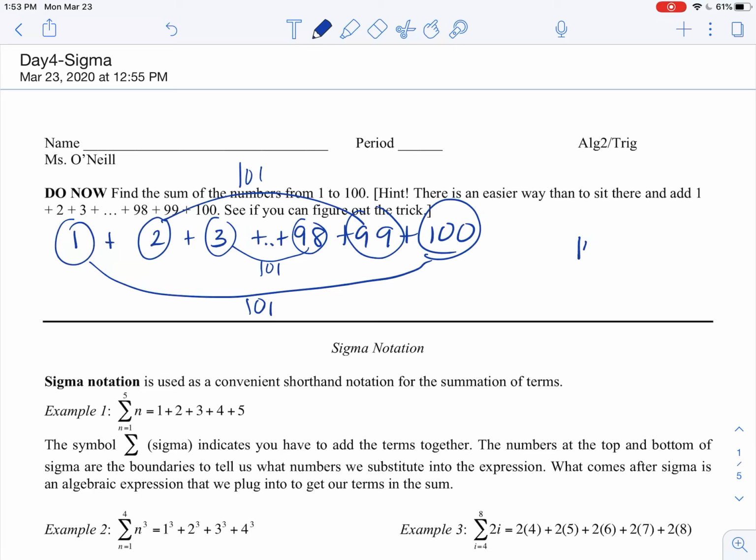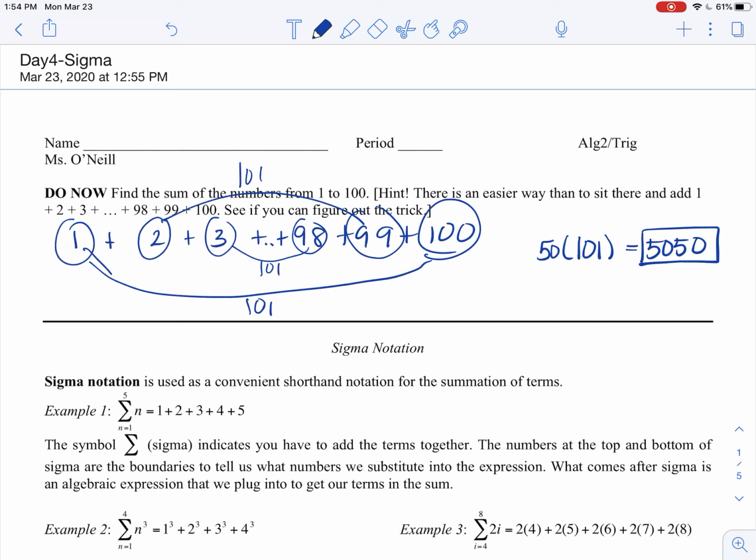So how do we use that to figure out the sum of all these numbers? Well, obviously you can see that we're doing 101 over and over again. How many times are we doing it? Since we're pairing numbers together and there were 100 numbers to begin with, there are 50 pairs of numbers. Therefore, 50 times 101, which is 5,050, is the sum of the values from 1 to 100 without having to add them all together.